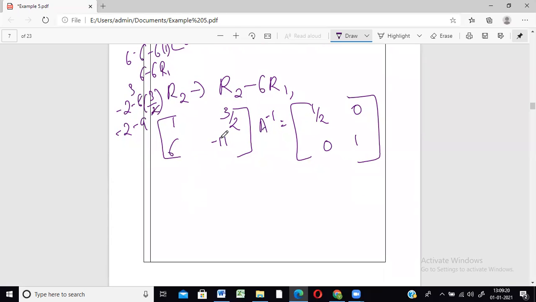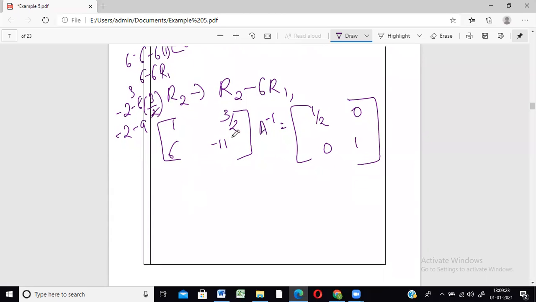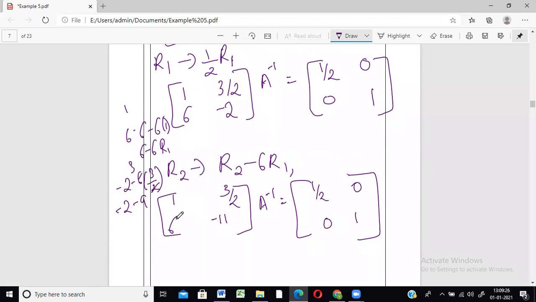And now we are making this, just a second. This is 6 minus 6, no? So this has become 0. Okay. So now the next thing is making this also. Just a second. R2 is like this, minus 6 times R1. So this is 0 minus 3 ones are 3, 2 ones are 2, 3 twos are 6. So that's 0 minus 3 is minus 3. The next one is R2 minus 6 times R1. So that's 1 minus 0, which is equal to 1.